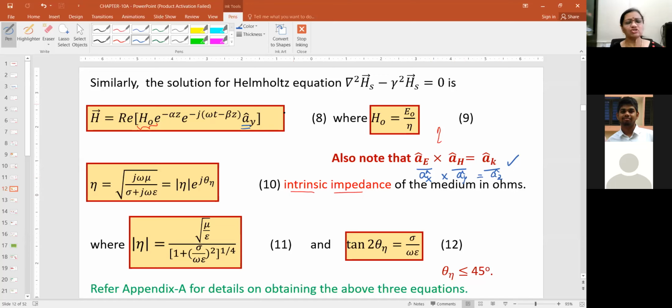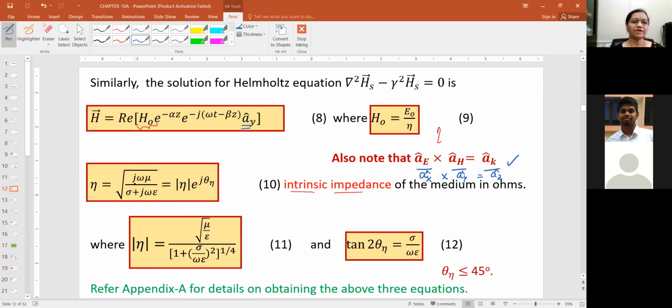And next, I just told you about intrinsic impedance. Even now I've not talked about what alpha is. I'm just keeping it there, but you know that alpha is something important. What it is, we'll see. Now let us talk about intrinsic impedance. It is again an impedance, a property of the medium.